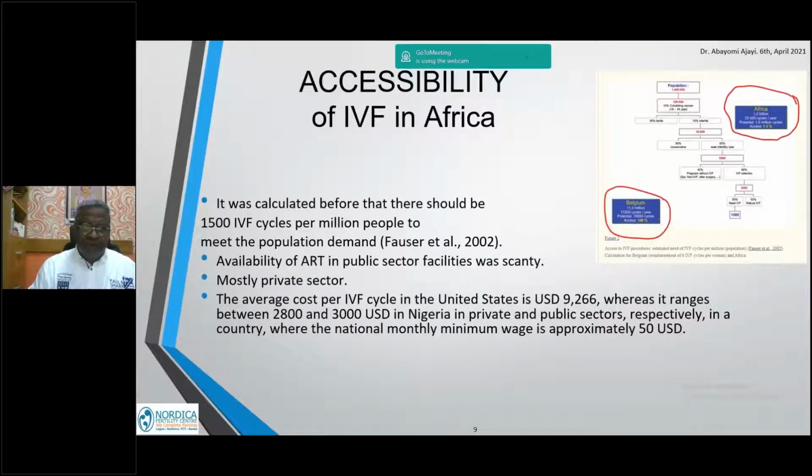We know that if we compare dollar to dollar, the cost of IVF in Africa is much cheaper than in the United States, for example, where it goes for over $9,000 on average. But in Africa, in Nigeria, it ranges between $2,800 and $3,000 in both the private and public sector. But the problem is that the national monthly minimum wage is approximately just $50.